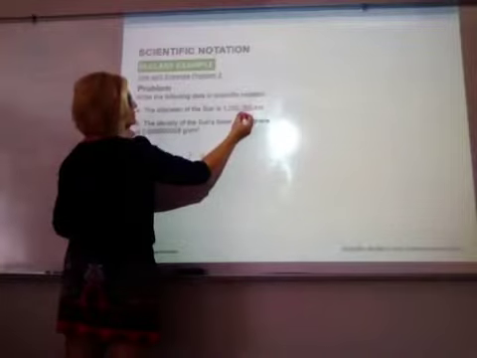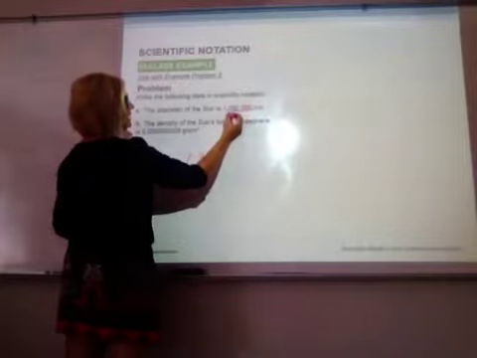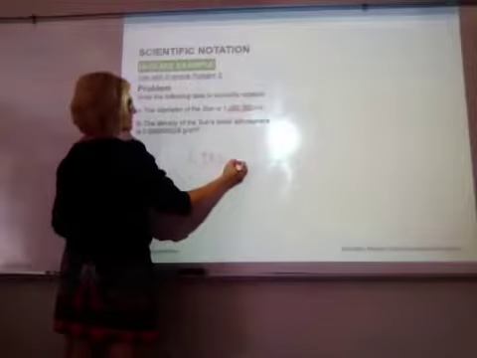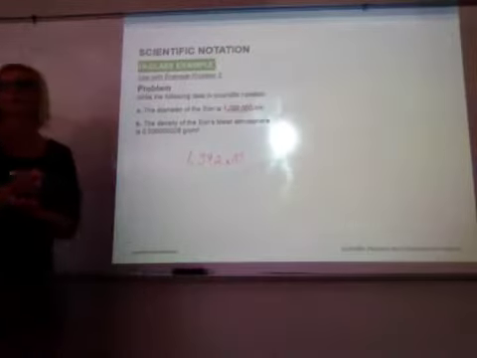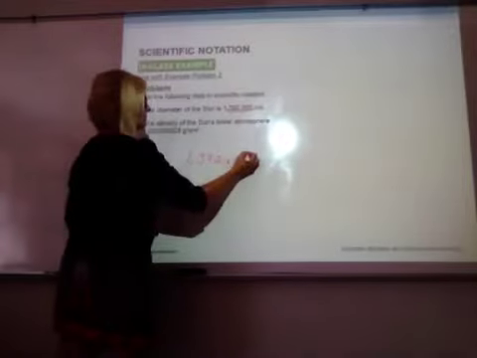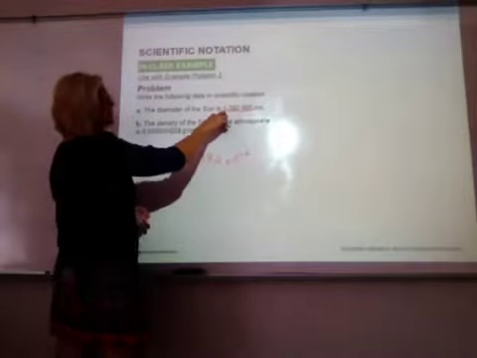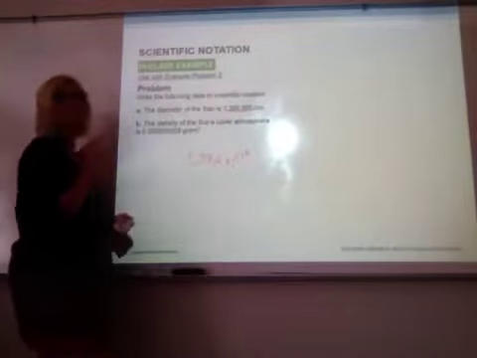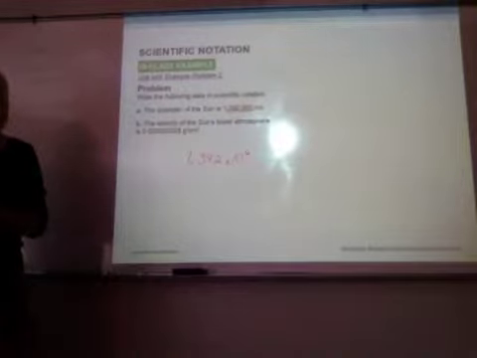1, 2, 3, 4, 5, 6. This is going to be 10 to the 6, positive 6. I'm moving my decimal to the left. It's a big number. It's a positive exponent.